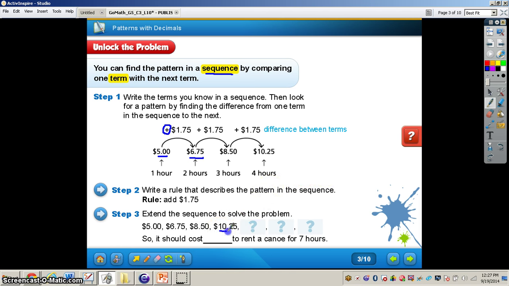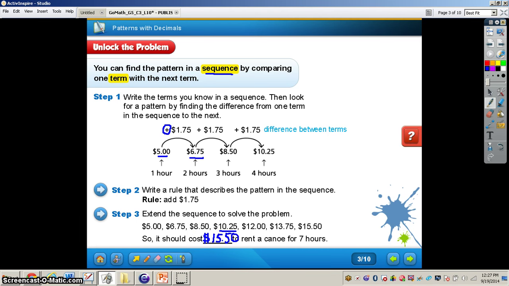Okay, so this puts it at 4 hours, and then $12 for 5 hours, another $1.75 added. 6 hours is $13.75, still not there yet. The 7th hour, $15.50. So it should cost $15.50, not a bad deal, to rent a canoe for 7 hours. And let's write that down.